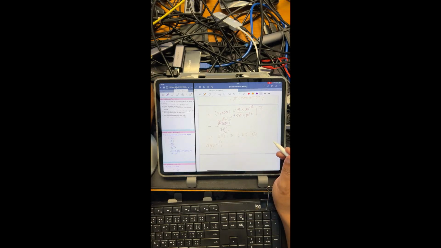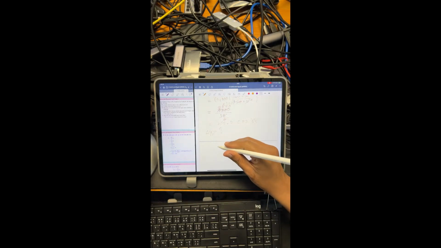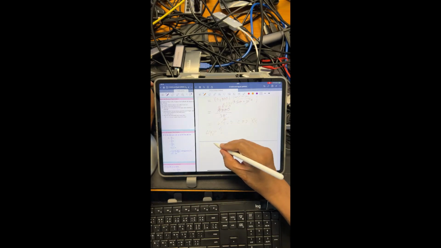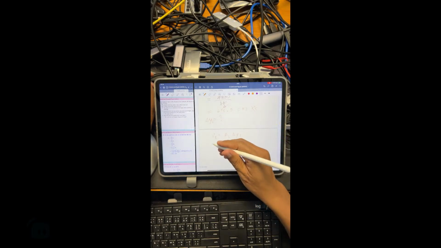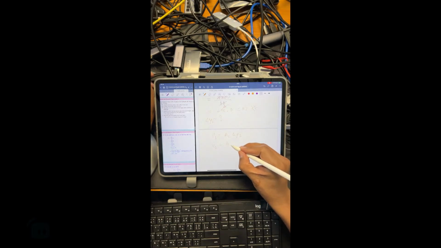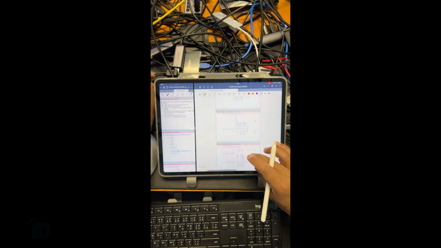Now let's go ahead with our next target. From the previous question, we know that V1 is A1 times delta y1, and V2 equals A2 times delta y2. That's the cross-sectional area.